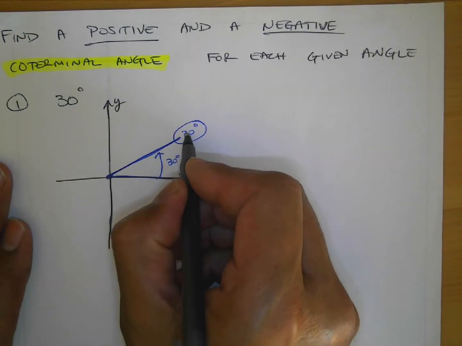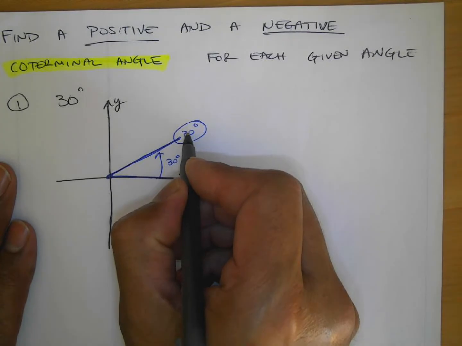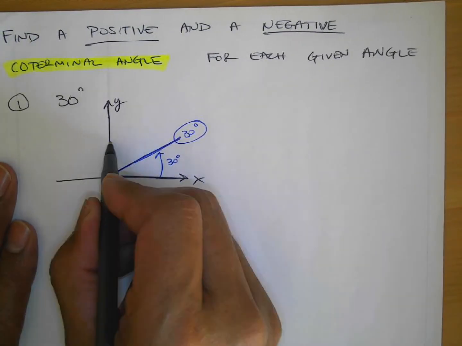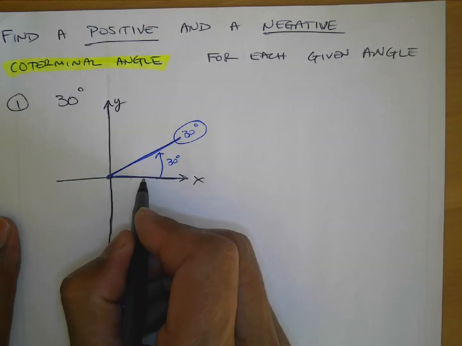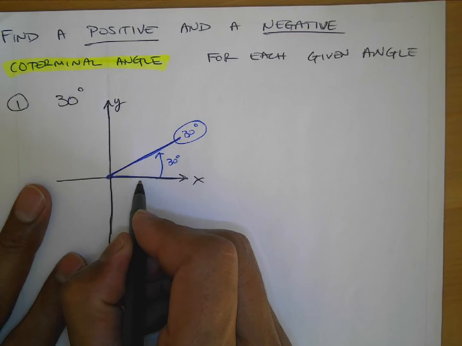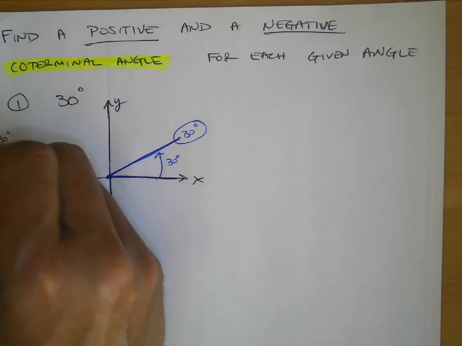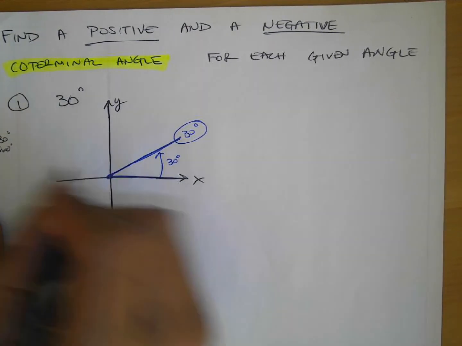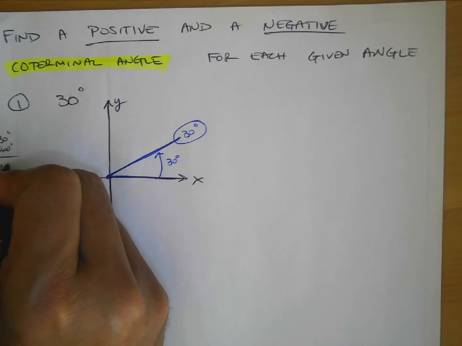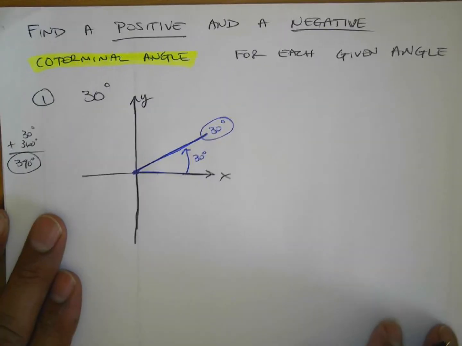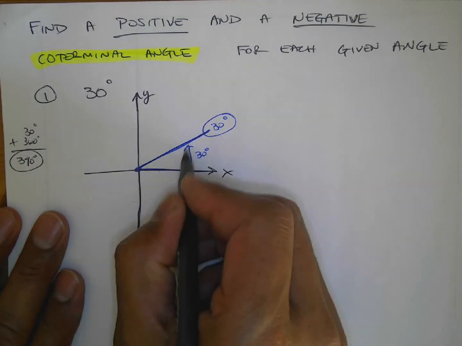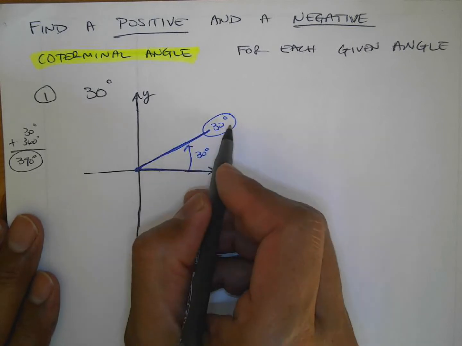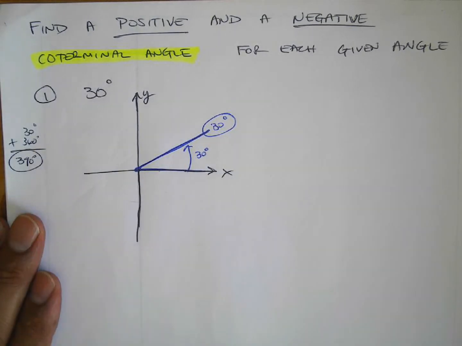So if I'm at 30, what do I need to do to get back to 30 again? Not add another 30. Remember, if I'm at 0, I have to add 360. 360 brings you back to the same place. So if I do 30 plus 360, that gives me 390. If I'm here and I want to come back here, a whole rotation brings me right back. So I add 360 to 30. That tells me 390. Let's check that.